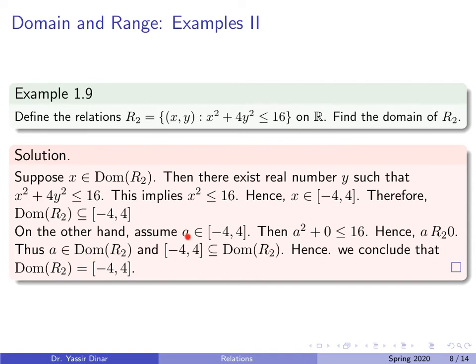And that means a is in the domain of R2. So I take any element in this interval from -4 to 4, and I find this element in the domain of R2. And that means, from this inclusion and the other inclusion, that the domain of R2 is the interval from -4 to 4.